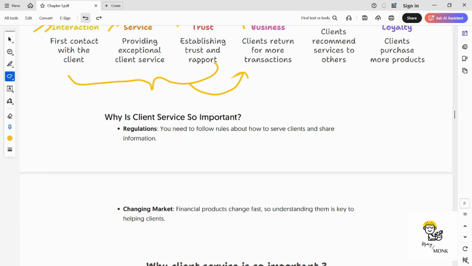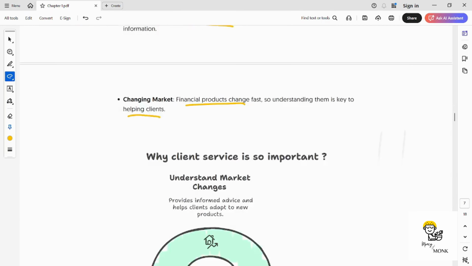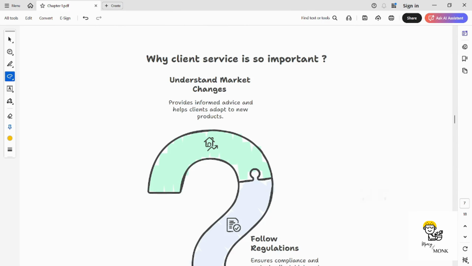Why is client service so important? First one is regulations. You need to follow rules about how to serve a client and share information. And in this investment industry in Canada, you are heavily regulated. The second was changing market. Financial products change fast, so understanding them is key to helping clients.